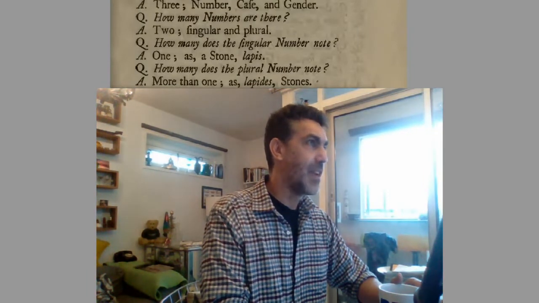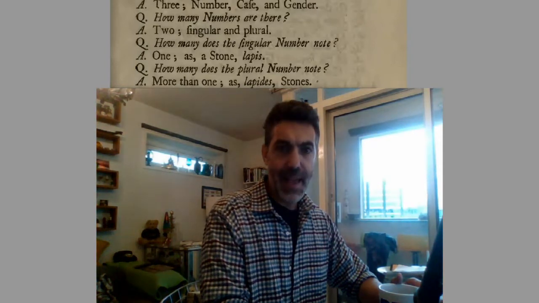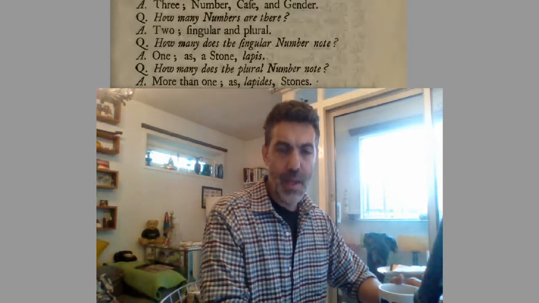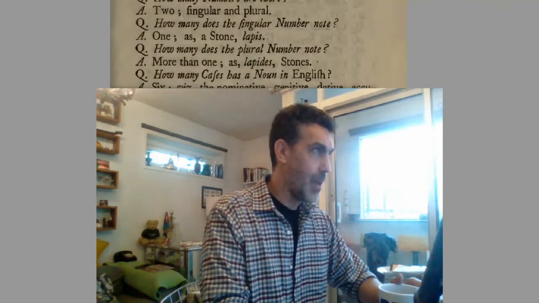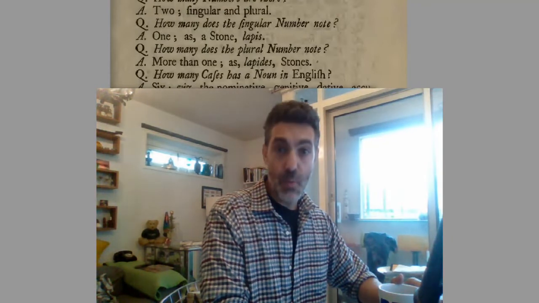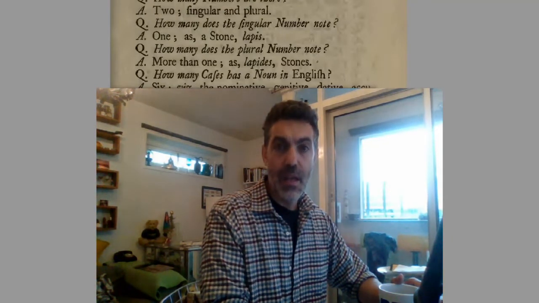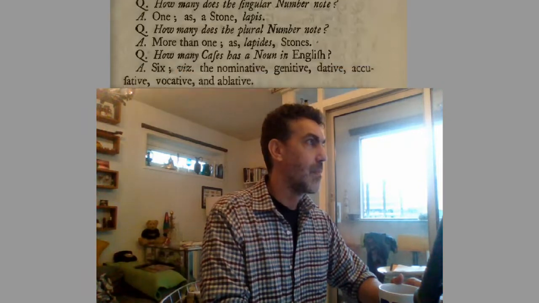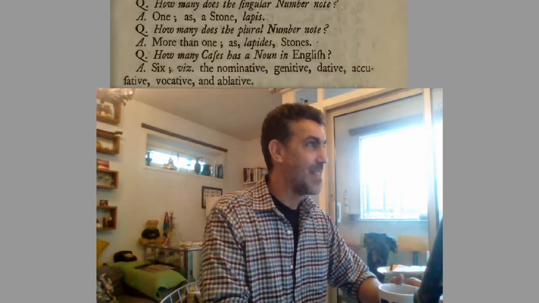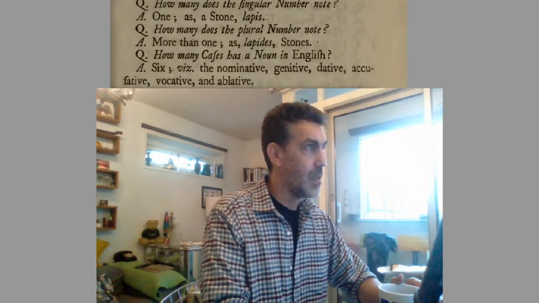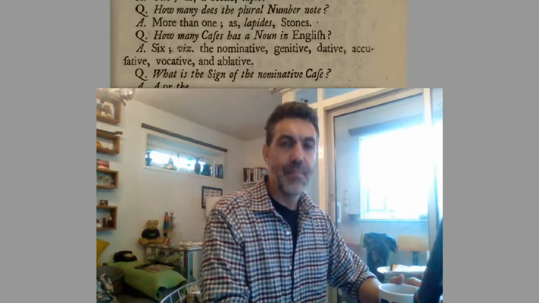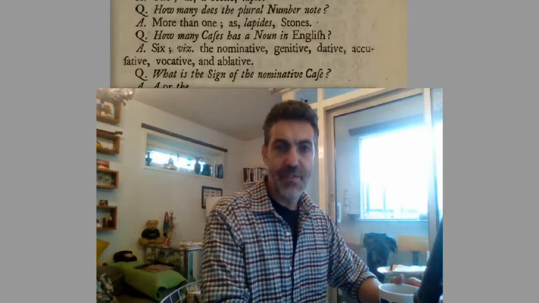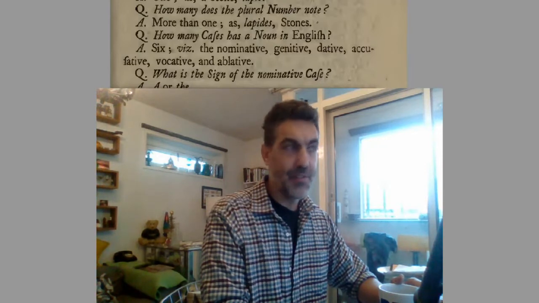How many does the singular number note? 1, as in a stone, lapis. How many does the plural number note? More than 1, as lapides, stones. How many cases has a noun got? In English, 6 cases, and we call them as follows: a nominative, genitive, dative, accusative, vocative, and ablative.